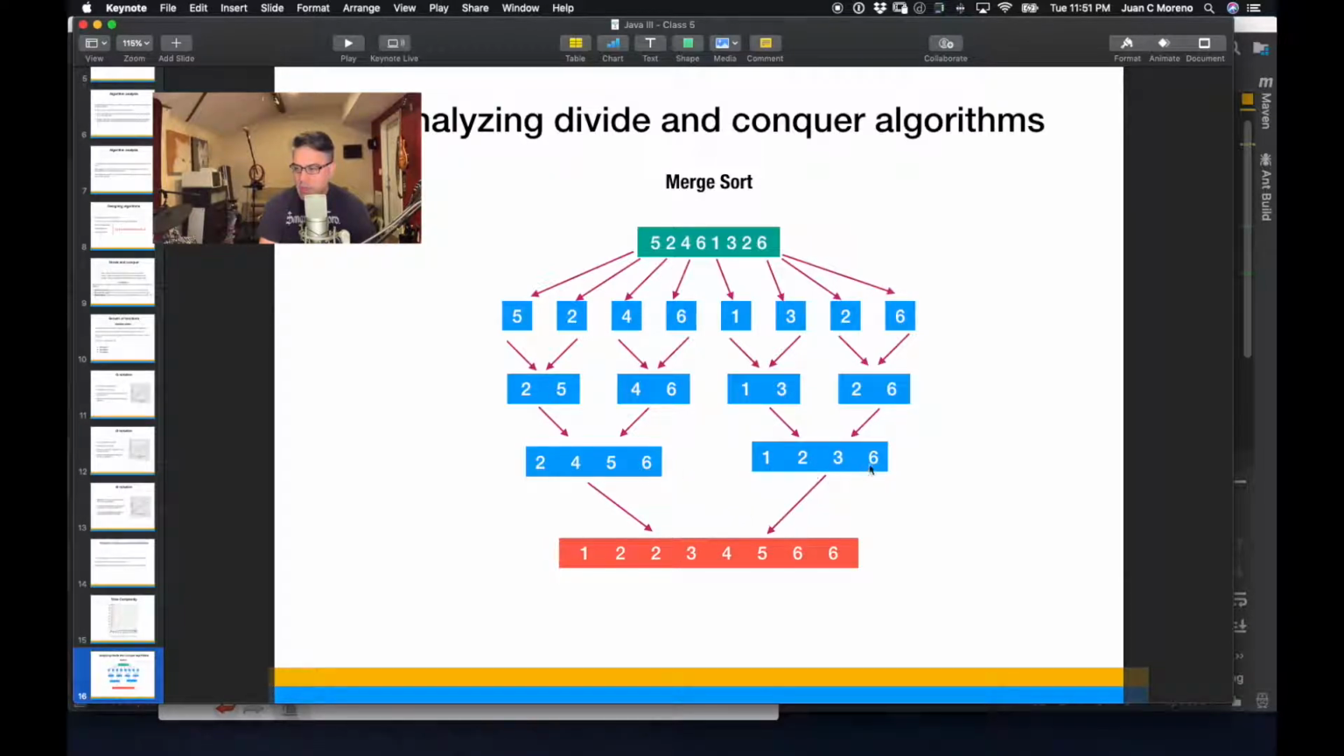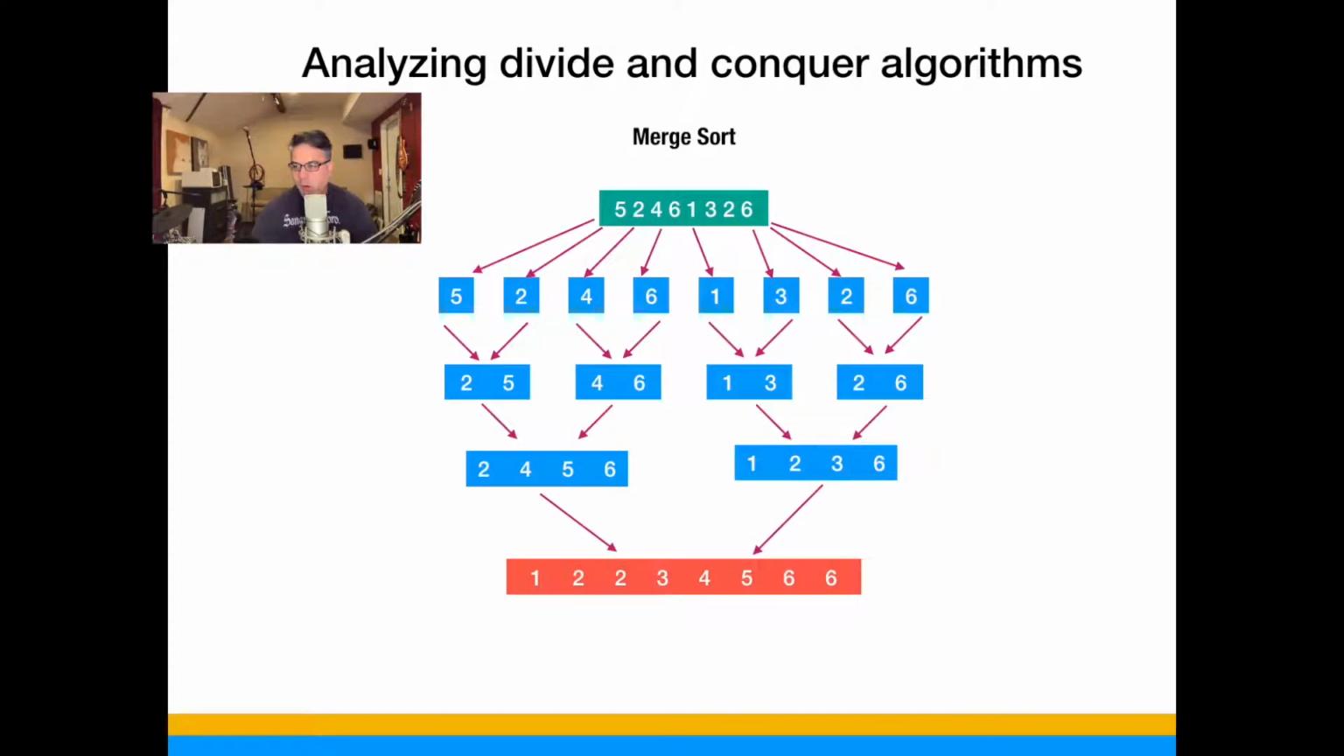Then 4 and 6 is going to bring the 4. Then 5 and 6 is going to bring the 6. Then 6 and 6 is going to bring down the other 6. And that's how you'd perform a merge sort.